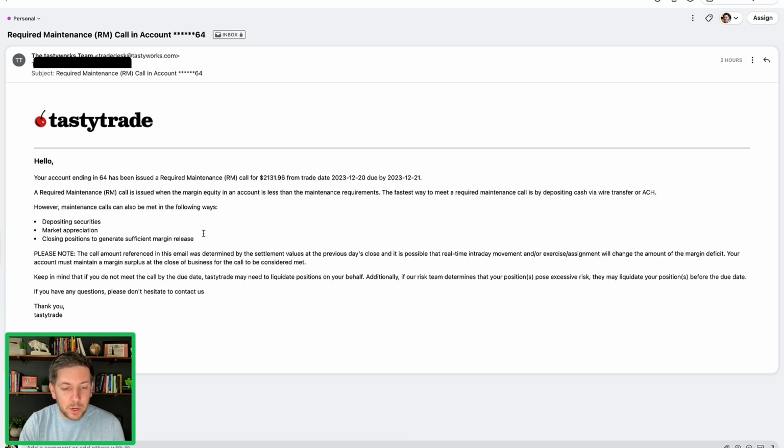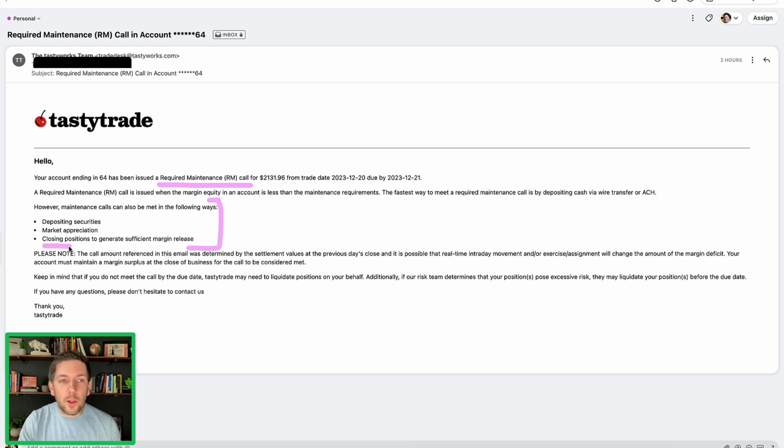I also got this one here, which is the margin requirement call. So this is the margin or required maintenance call for the account as well. These are all basically saying the same thing. They're just trying to give you as much information as possible, so I applaud them for doing this. Basically they're saying, look, you can cover your margin requirement in these sufficient ways. One, depositing securities, so you can transfer securities from something else. Two, market appreciation, so the market could go back up and that could cover it. The value of these positions could obviously increase if the market rebounds, and that could cover it.